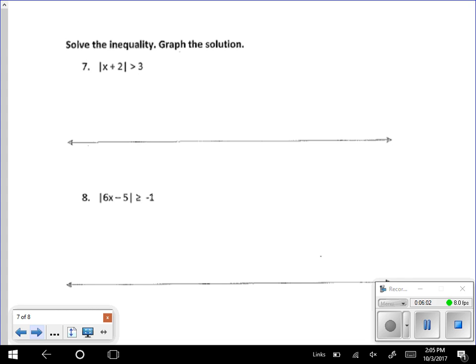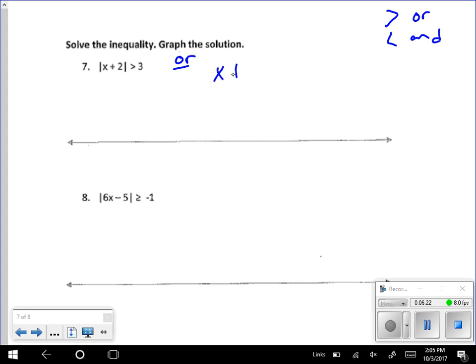We're always looking at our sign to kind of tell us what it would look like. So for number 7, okay, we have a greater than symbol. We know this is going to be an or inequality. And maybe that's something you want to write on your quiz right away tomorrow. Greater than is going to be or, less than will be and. We always break them off into two pieces.